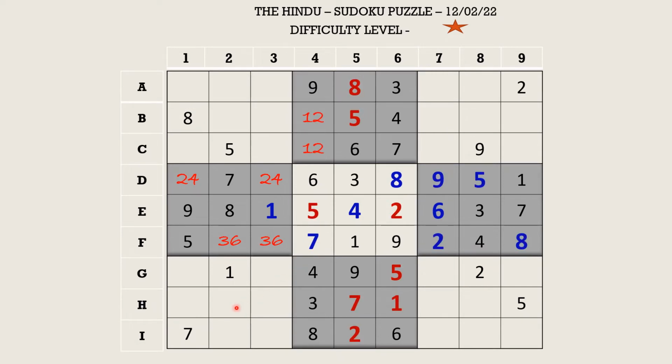There is a 7 in I row and a 7 in H row which blocks these two rows. There is a 7 here in column 9 which blocks this cell. So 7 goes here in G7. There is an 8 here which blocks this cell and there is an 8 here which blocks this cell. So 8 goes here in the G row. Now in G row there are only two empty cells left and the missing numbers are 3 and 6.